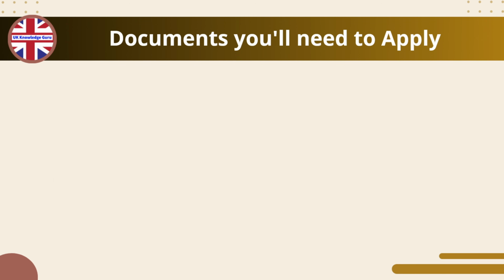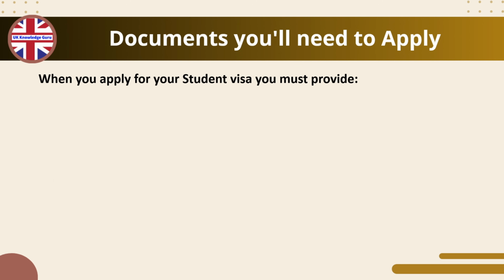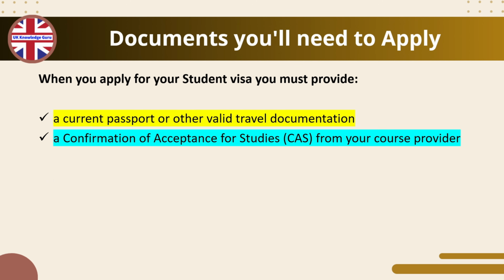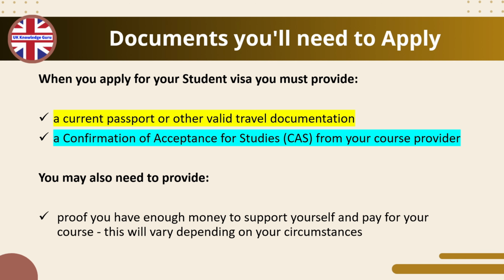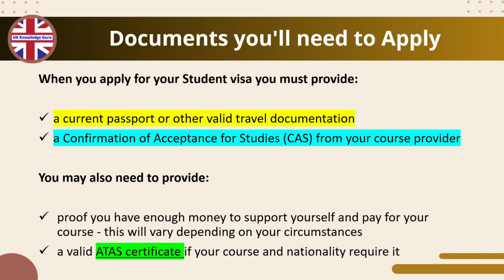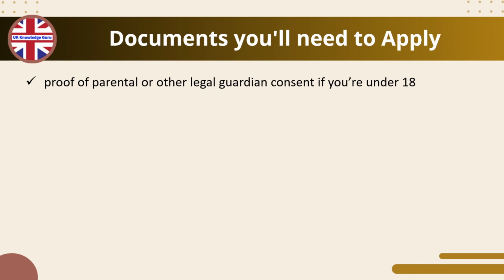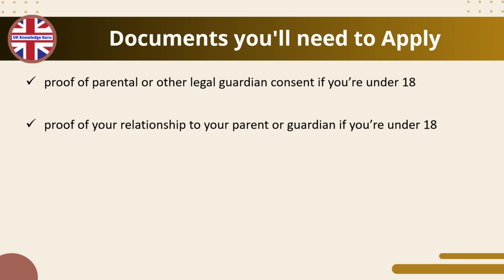Documents you'll need to apply. When you apply for your student visa, you must provide a current passport and a confirmation of CAS number. You may also need to provide proof you have enough money, like your bank statement, or your parents' bank statement. If you're providing your parents' bank statement, there should be a letter from your parents saying that the money is for you. This money which we just discussed is on top of your fees, by the way. A valid ATAS if you need that. Okay. Proof of your parental or other legal consent if you are under 18. Proof of your relationship to your parents.